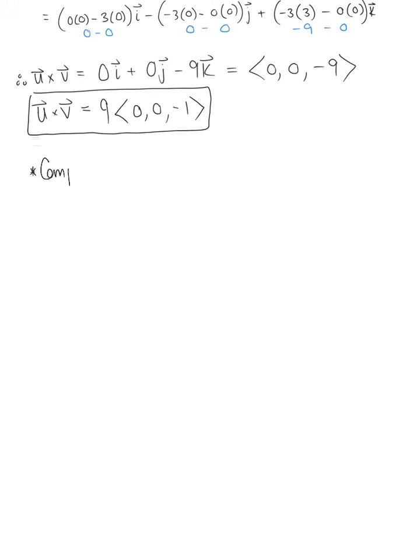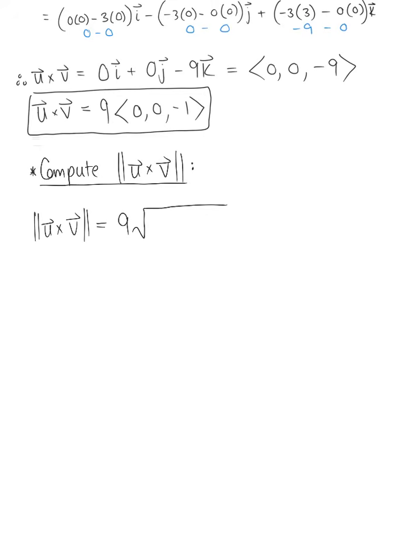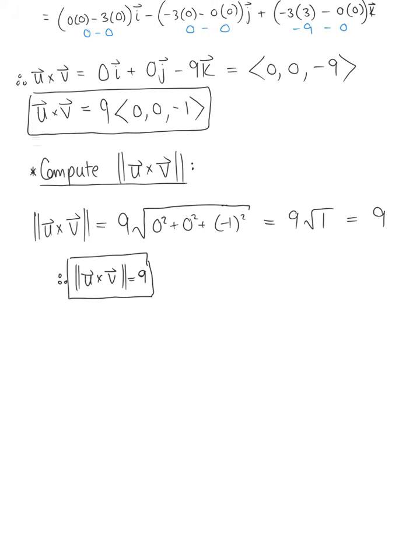So we're ready to go ahead and compute the magnitude of our cross product, or find the length. So we're using our distance formula, so I'm keeping that scalar 9 on the outside, multiplied by the square root of 0 squared plus 0 squared plus -1 squared. So we have 9 multiplied by the square root of 1, which is just 9. So for part A, the length of our cross product here is 9 units long. And that is our final answer to part A.